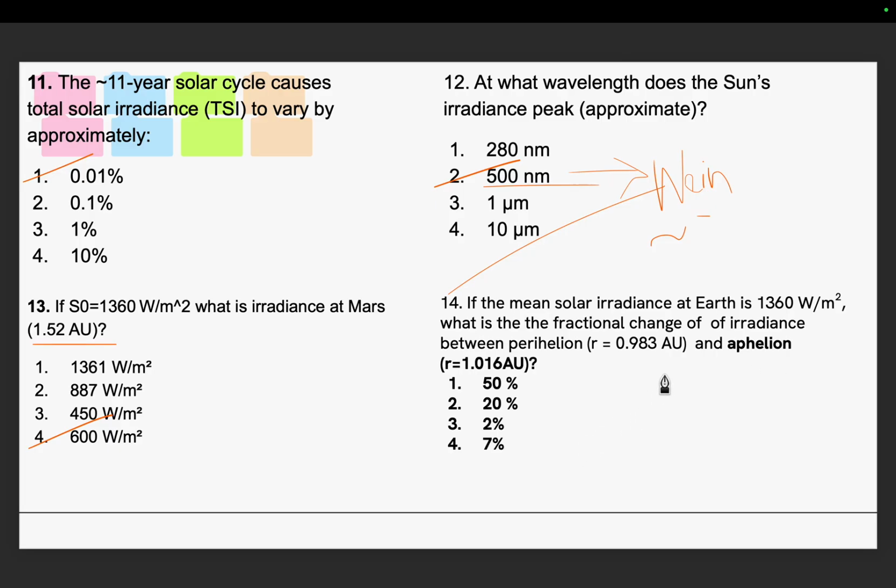So you have to find the S value at perihelion and aphelion, considering S0 to be 1360 watt per meter squared. Question 14 is this.